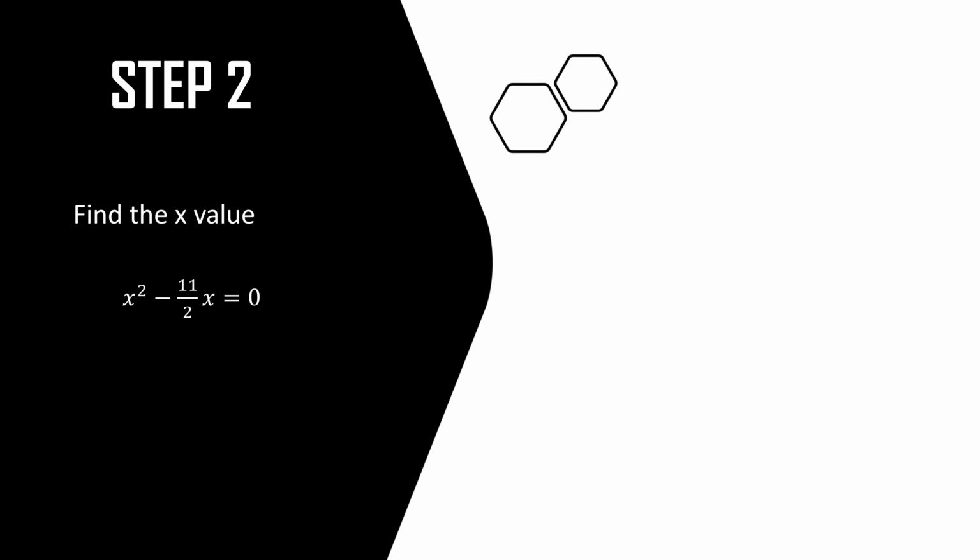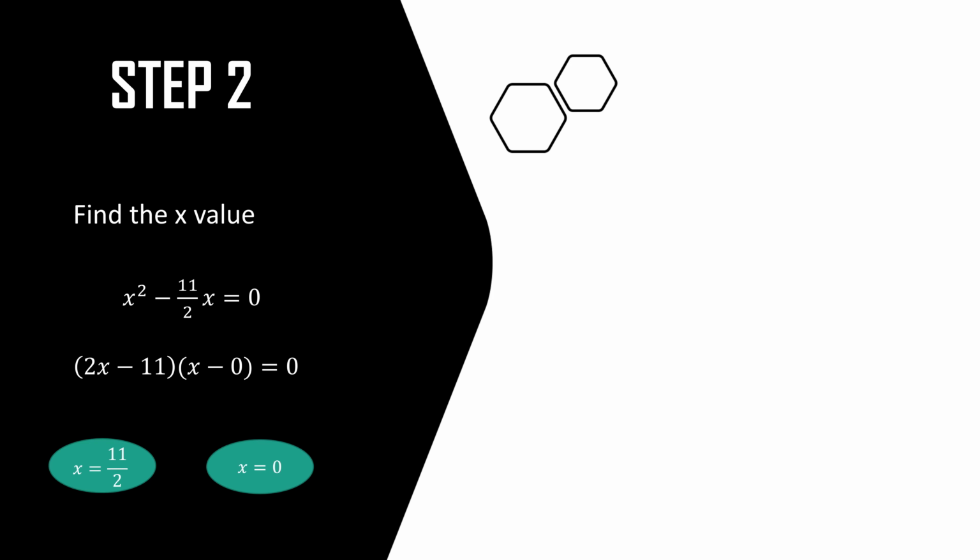Since we are done with step 1 in the previous slide, now it's time for us to move on to step 2. In step 2, we will need to find the x values from the equation that we found on the previous slide, which is x squared minus 11 over 2x equals 0. We need to enter this in the calculator and find the 2 x values. The 2 x values I get are x equals 11 over 2 and x equals 0. From here, we need to move to the third step.